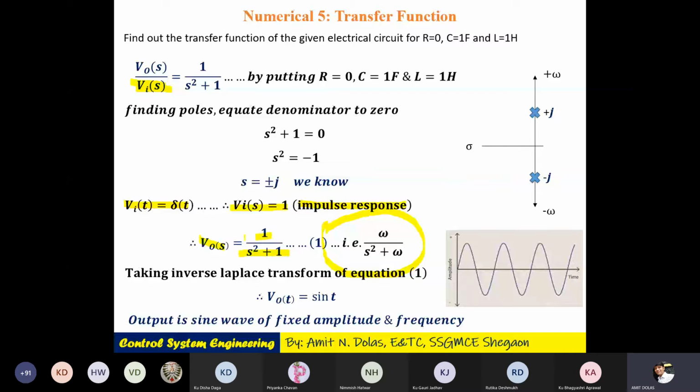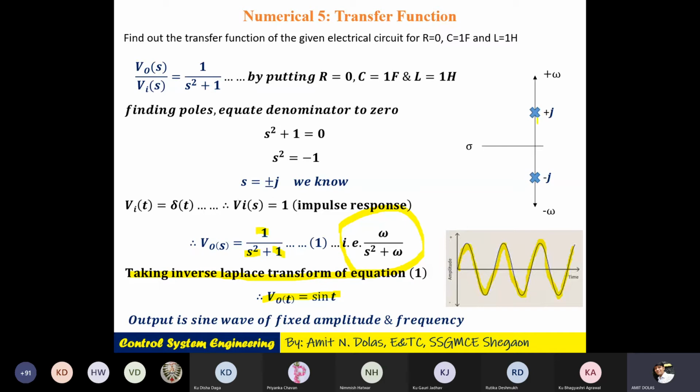So here you can see in the equation we have s square, but the value of omega is 1 here. So if I take the inverse Laplace transform of this form, omega upon s square plus omega square, its inverse Laplace transform will be sine omega t. Here omega is not shown because it is 1. So it is sine t. And what is sine t? Sine t is nothing but a sinusoidal waveform. Therefore, the impulse response of this RLC circuit that we have seen will be a sinusoidal waveform with fixed amplitude and frequency.